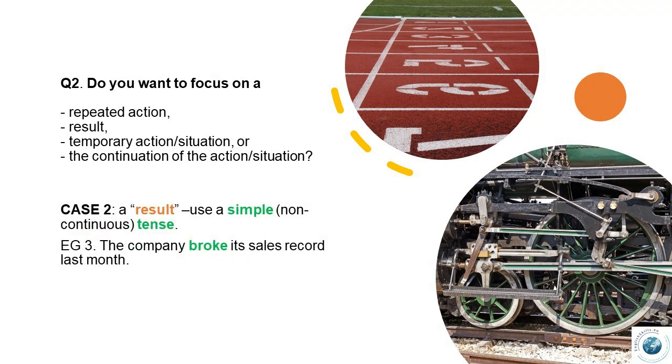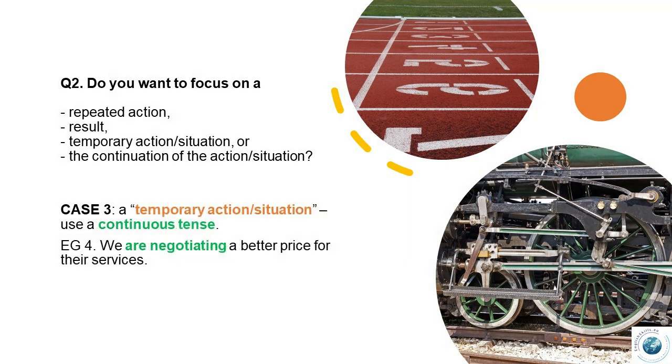Case 2. A result, in which case we use a simple tense, i.e. non-continuous. Example 3. The company broke its sales record last month. Case 3. A temporary action or situation, in which case we use a continuous tense. Example 4. We are negotiating a better price for their services.